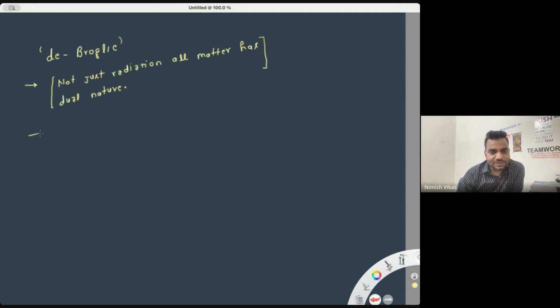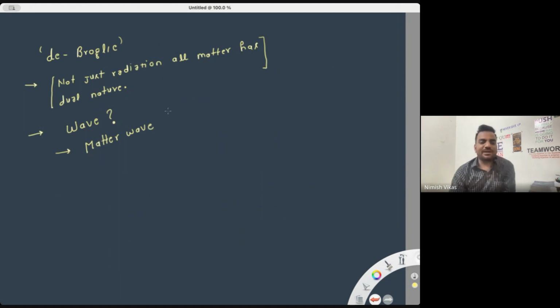So everyone was in a thought that, well, matter is a particle, solid, liquid, gas, those are particles. How come they are wave? This was the question. De Broglie said, well, they are matter wave. Then everyone was still confused and asked, what do you mean by matter wave?